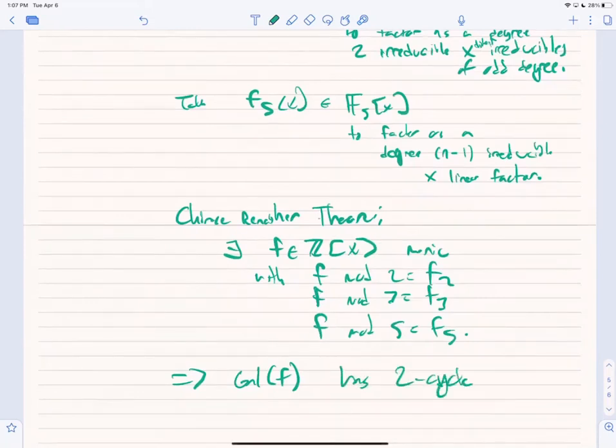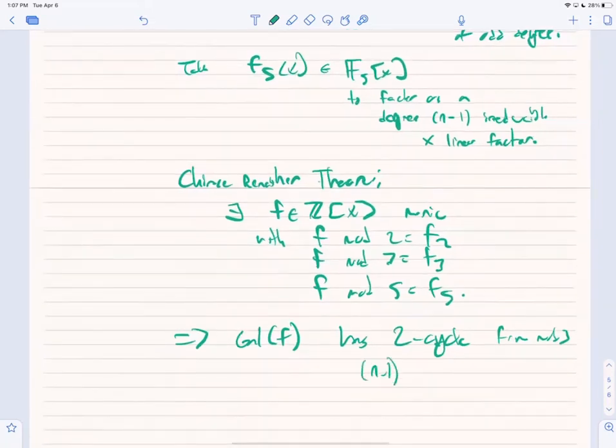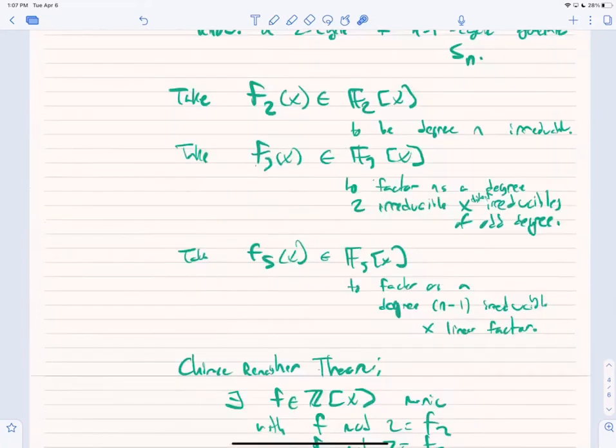So there are 2 cycles coming from f3, and the n-1 cycle is from f5, and the theorem. The point is, you get a cycle that is a transposition and a bunch of odd length cycles, and you just raise that to a suitable odd power, and all you're left with is a transposition.